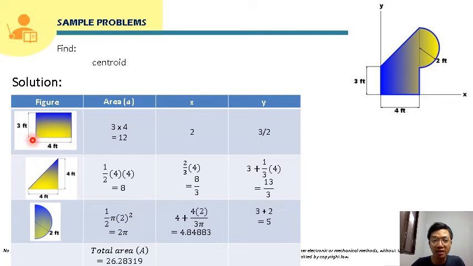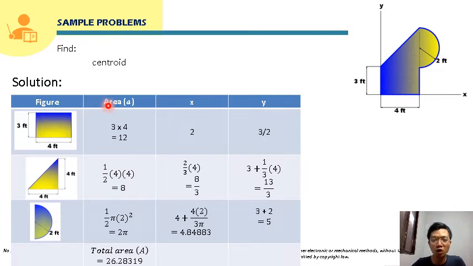For the rectangle, its base is 4 feet and its height is 3 feet. Now for the triangle, this side is also 4 feet, and this side, since the radius of the semicircle is 2 feet, will just be 2 plus 2, so this will be 4 feet. And for the semicircle, its radius is 2 feet.